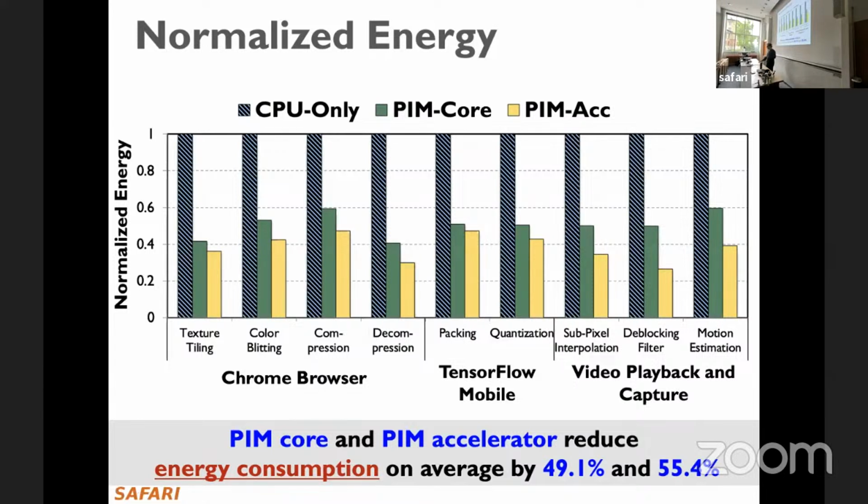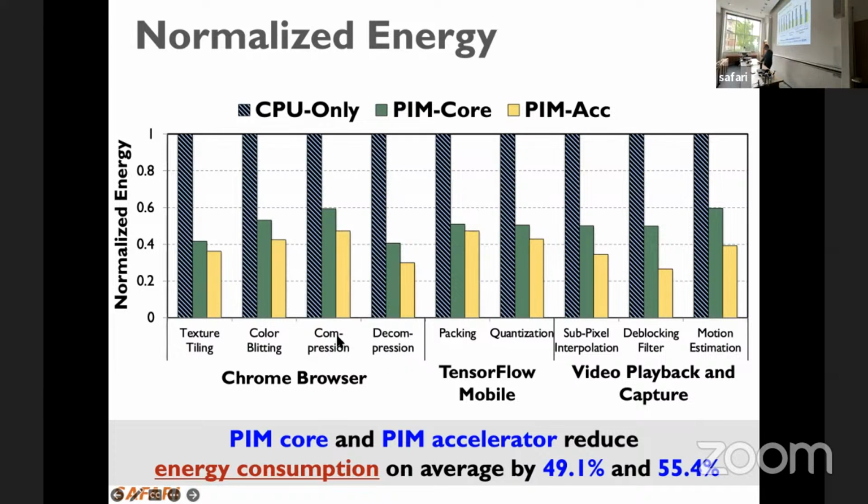And accelerating this actually reduces the critical path and also improves energy. This is showing energy. And if you do it on a general purpose embedded core, you reduce energy significantly. If you do it on a more specialized accelerator, you reduce energy a little bit more. Okay. So specialized accelerators are always better for energy, as expected, because they're really specialized for the function.